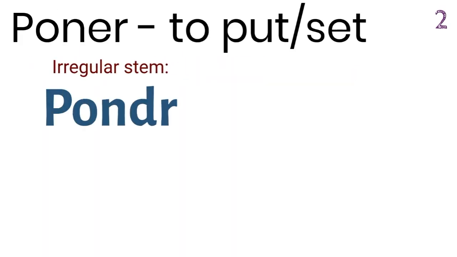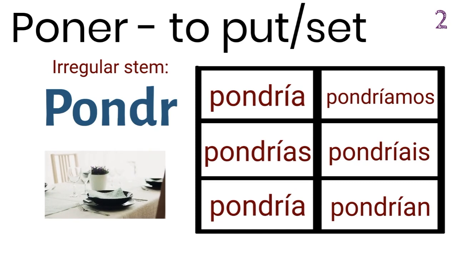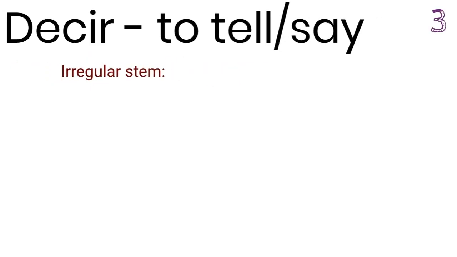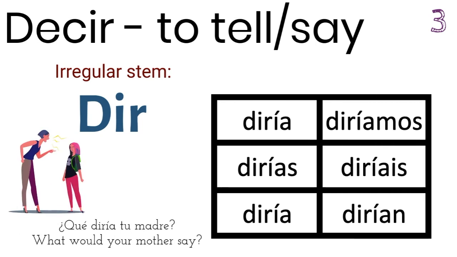Poner takes the new stem pondr with a D. ¿Pondrías la mesa? Would you set the table? Decir takes the stem dir. ¿Qué diría tu madre? What would your mother say?